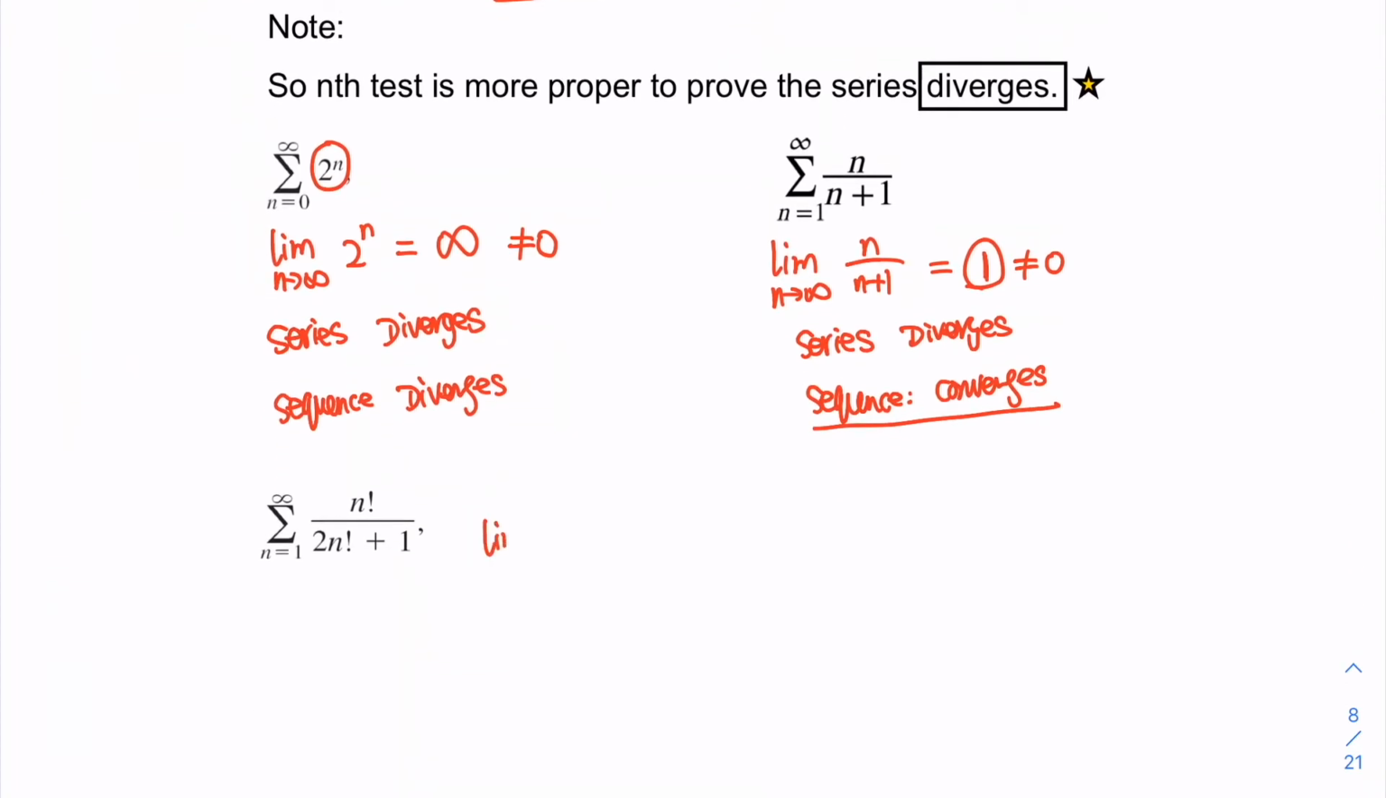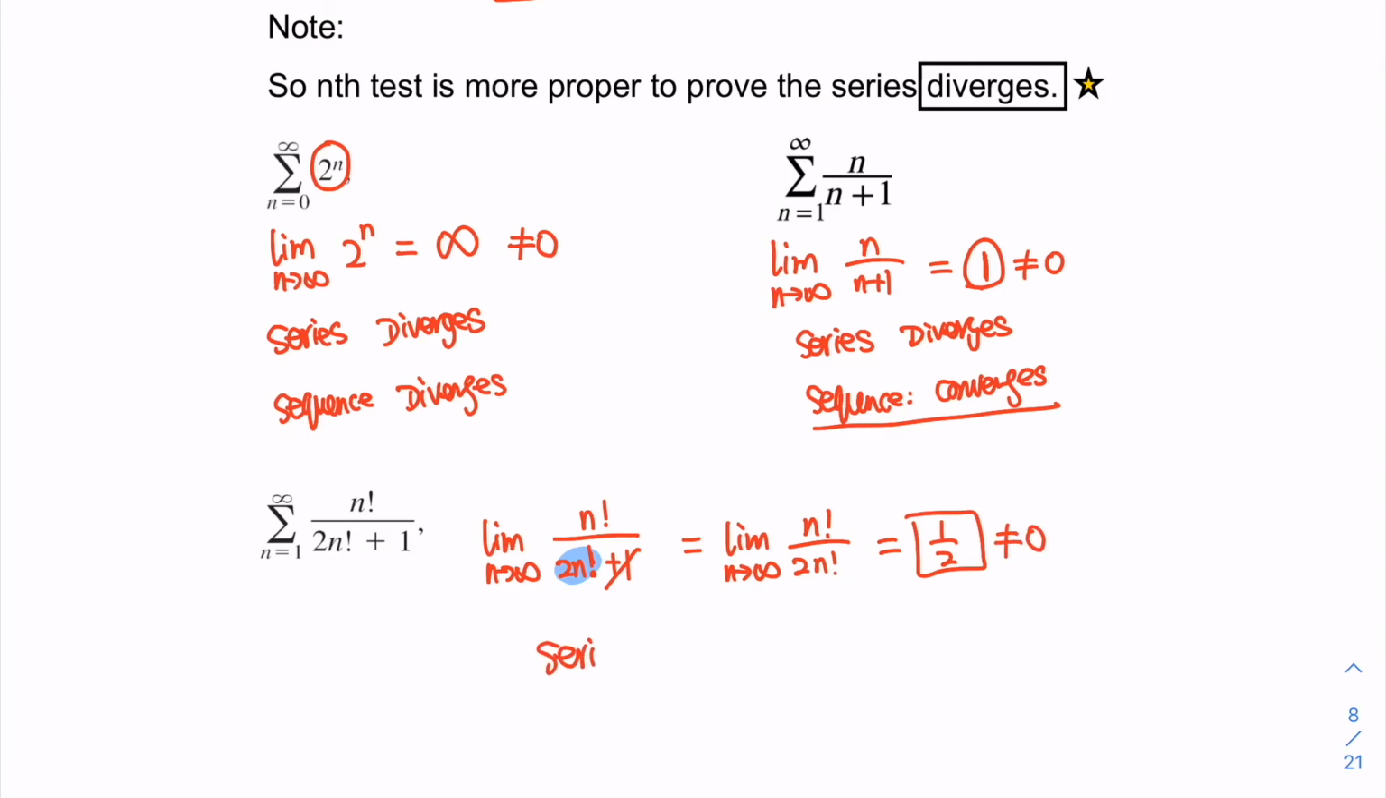Similarly, take the limit as n goes to infinity of n factorial over 2 times n factorial plus 1. As n goes to infinity, this term is huge compared with 1. We can ignore 1. So the limit will be the same thing as n factorial over 2 times n factorial, which is 1/2. 1/2 is not 0, so based on the nth term test, the series diverges. Because the nth term equals a number, the sequence itself will converge.